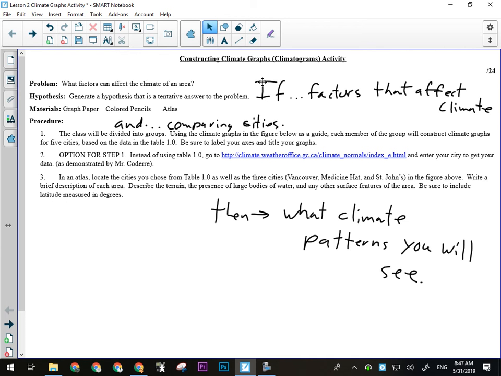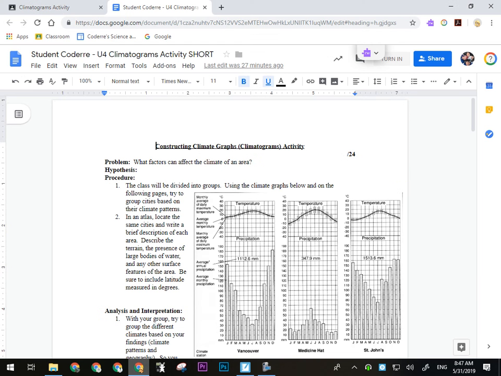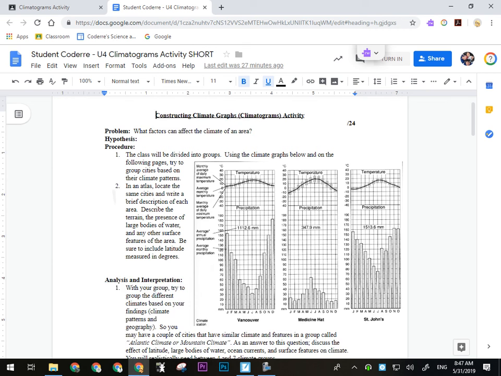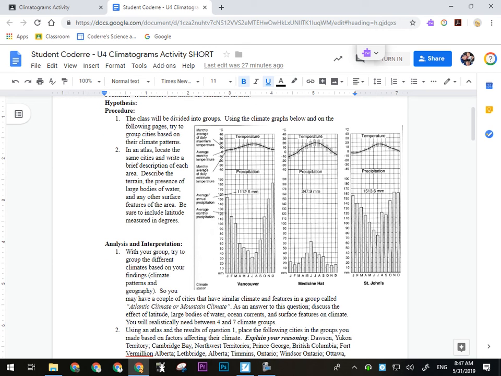So what you're going to be doing is getting into groups of 2 or 3, but no more than 3. If you want to do this on your own, you can, but it's a lot of work if you're not pairing up with other people to split it up. You're going to use the climate graphs that I have in this activity, and the first thing you're going to do is look at those climate graphs and determine what cities go together.